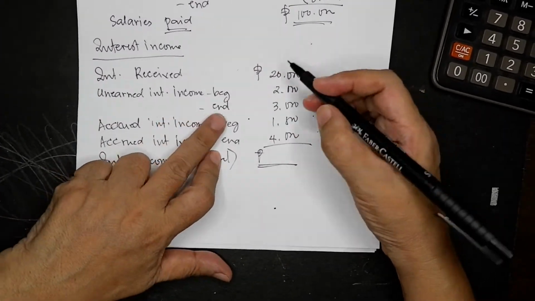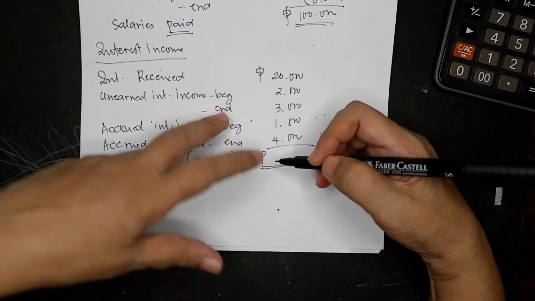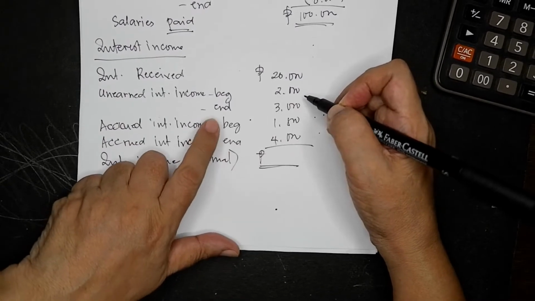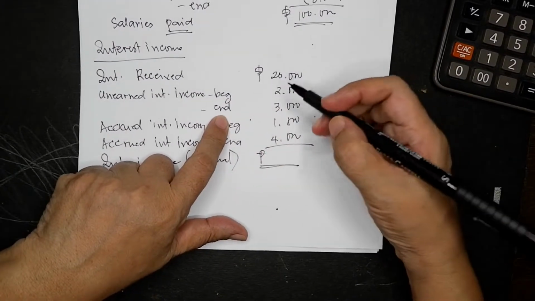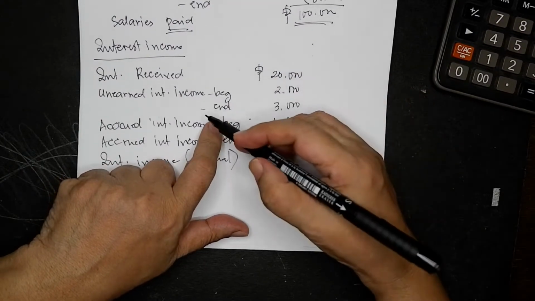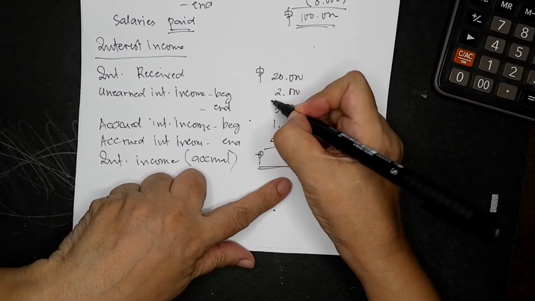Okay, unearned interest income beginning. Kinita ba yan natin ngayong taon, year 2? Yes. So that is plus. Unearned interest income ending. End. So tinanggap na natin ang bayad niyan kasi unearned, ending. So hindi pa natin yan kinikita, minus.